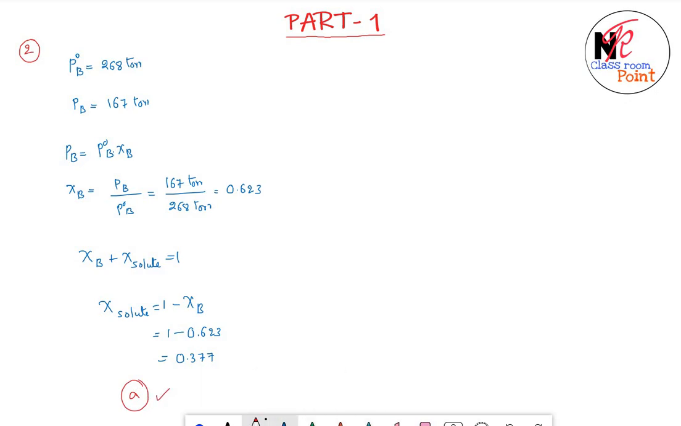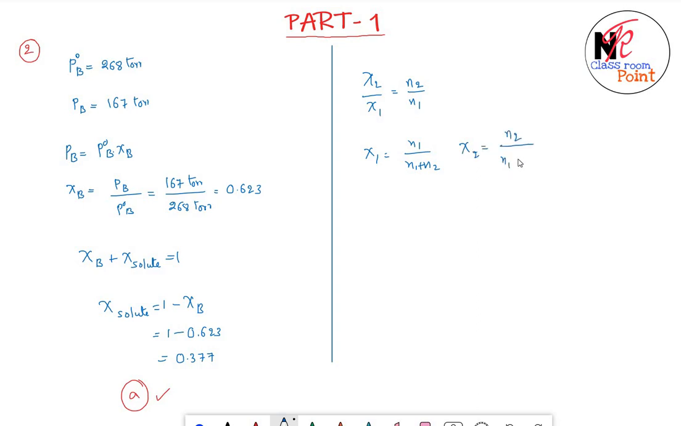Here, one doubt arises among the students. When they asked about the number of moles, how can you say the mole fraction is equal to the number of moles? You must understand that the ratio of the mole fractions is always equal to the ratio of the number of moles. I'll prove it here. Let us take x1 equal to n1 by n1 plus n2, and x2 equal to n2 divided by n1 plus n2, if a solution has two components, 1 and 2.